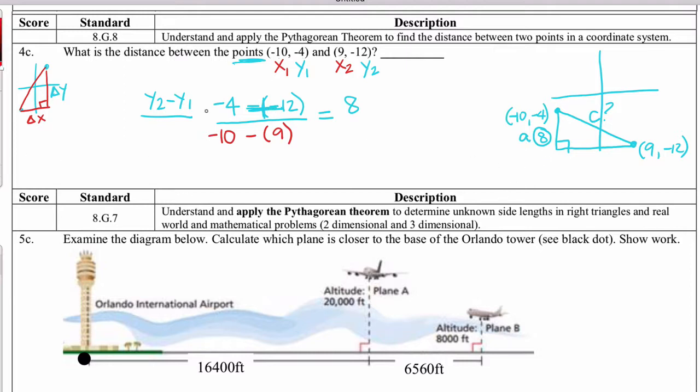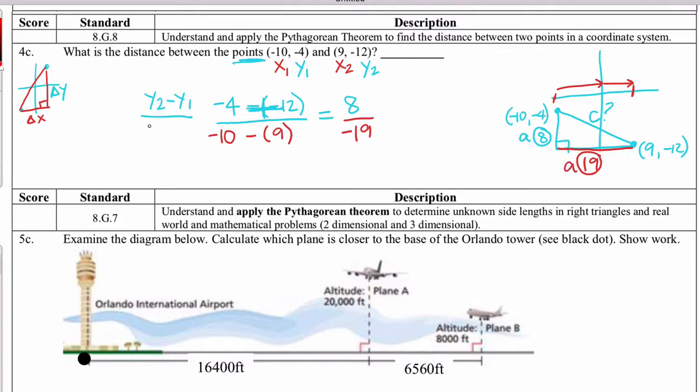Now let's find the change in x, or that horizontal distance right here. Negative 10, take away 9, is negative 19. Let's figure that out. Negative 10 is way over here on the left of 0, and positive 9 is way over here on the right of 0. Not only do I have to travel 10 spaces to get to 0, I'd have to travel 9 more to get to 9. So this distance is 19. That is my side A.